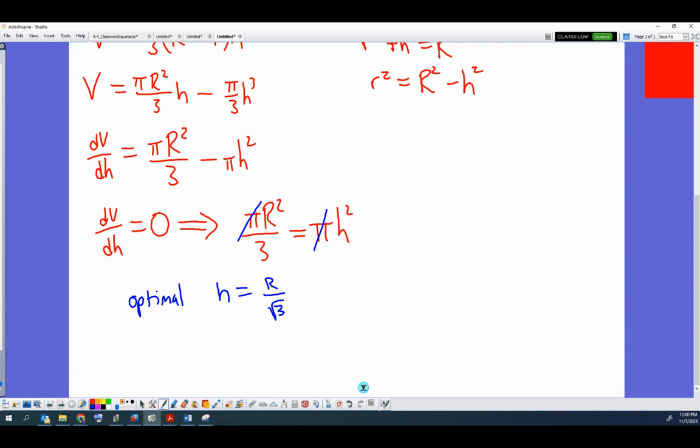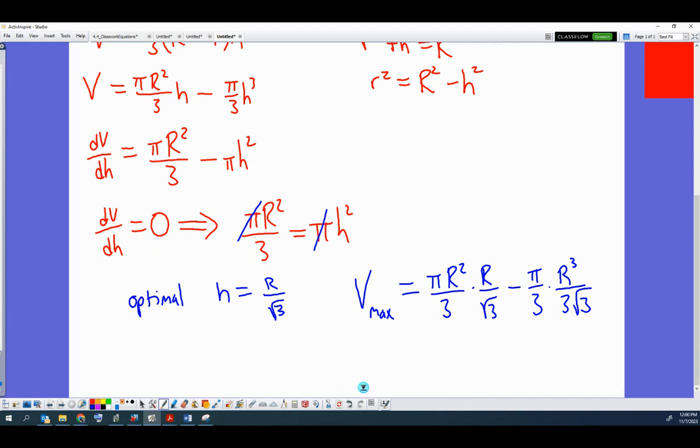3. And so what I'm going to do is plug that now into my volume formula to find my optimal volume. The optimal, I was going to write optimal, but let's say max, because that's what it is, right? It's the max volume. And it's going to be pi over 3 times big R squared, right? I'm looking at this term right here, times h. So that's times R over square root of 3 minus, now I need this term, pi over 3 h cubed. And h cubed is R cubed over 3 square roots of 3, right?